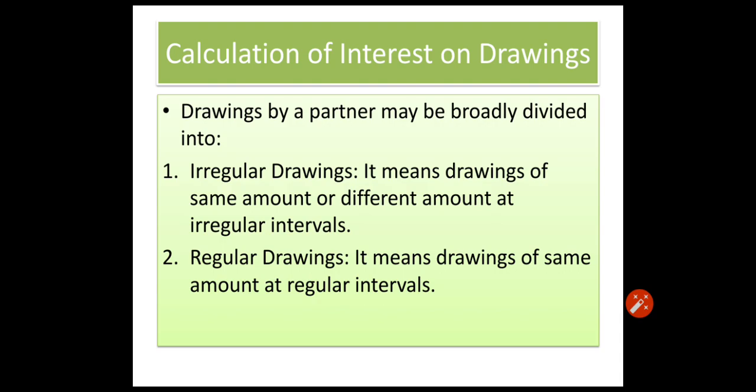Before calculating interest on drawings, we must see that drawings by partners may be broadly divided into two categories, that is irregular drawings and regular drawings. Irregular drawings means drawing of the same amount or different amounts at irregular intervals. Whenever any partner withdraws a certain amount from the firm on an irregular basis, then such drawing is known as irregular drawings, and whenever the same amount at regular intervals is withdrawn by the partner, then it is known as regular drawings.